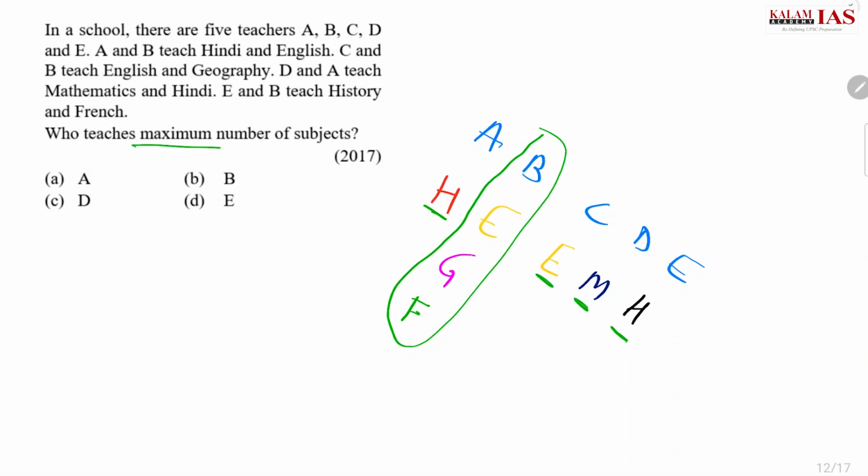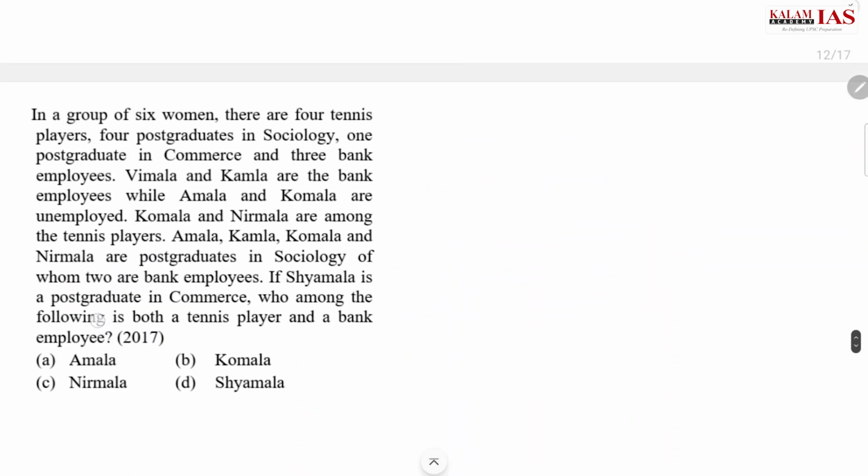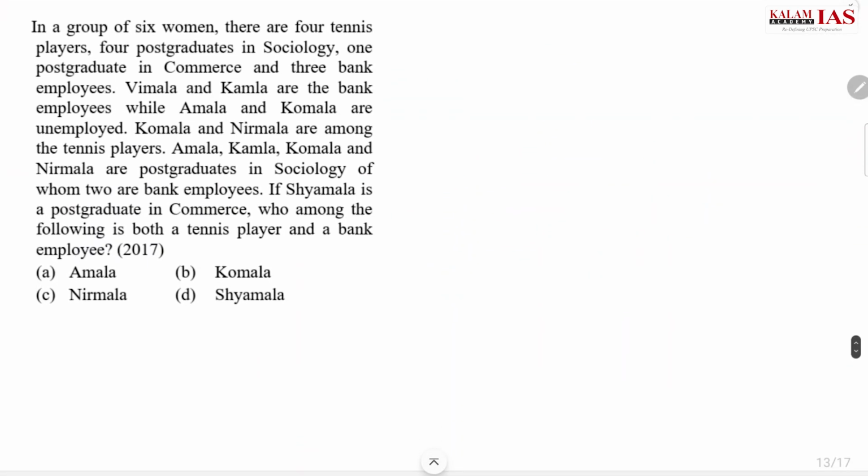Who teaches the maximum number of subjects? It is B. So answer is option B, because the teacher B is teaching 3 subjects. Moving on to another very simple question. You have to just visualize and write what is given in the question, and you can easily arrive at the answer. Another question. You have 1 minute and then we'll discuss it.